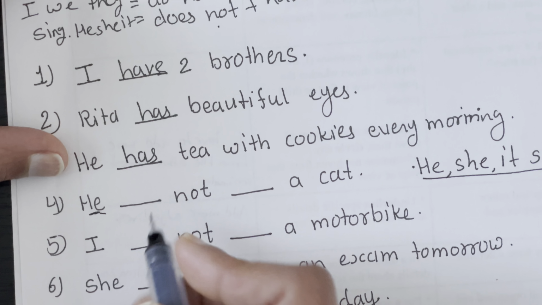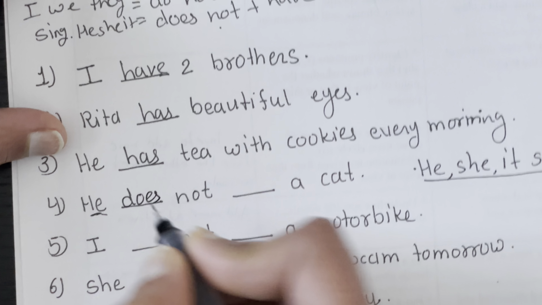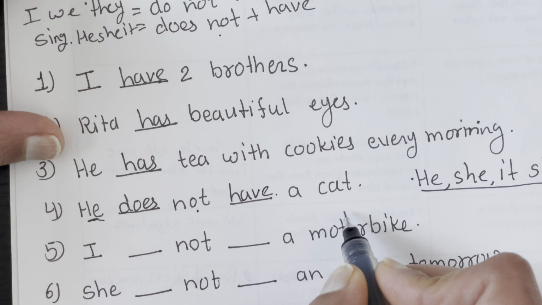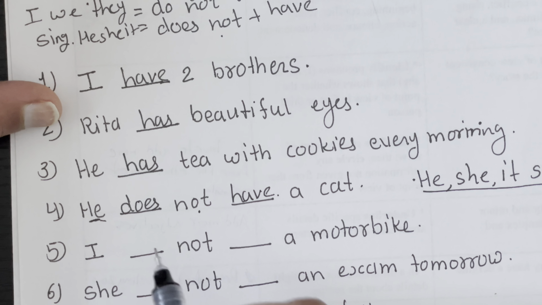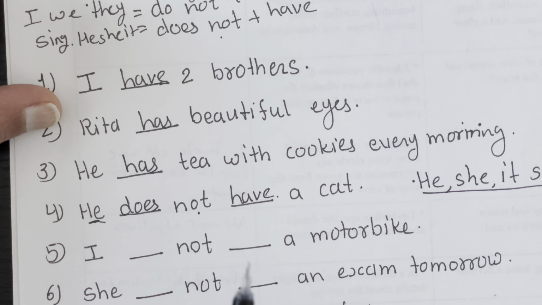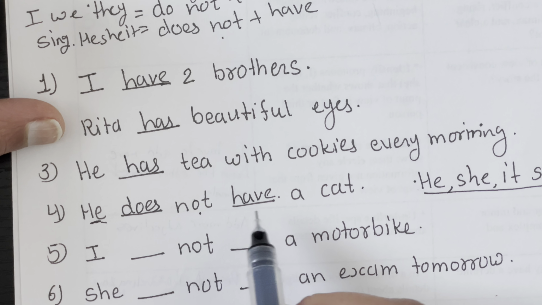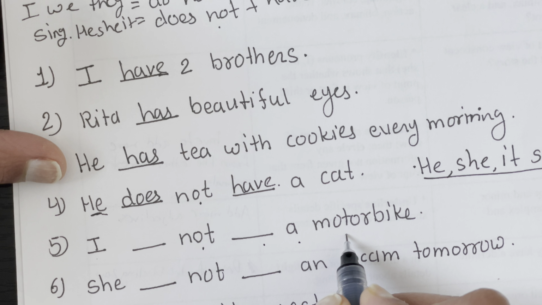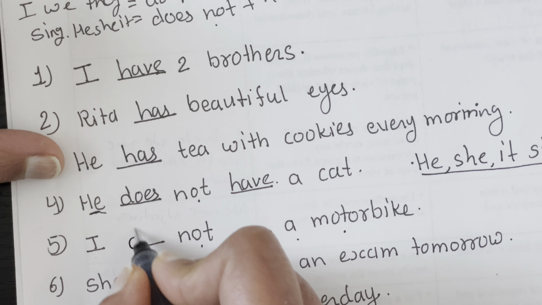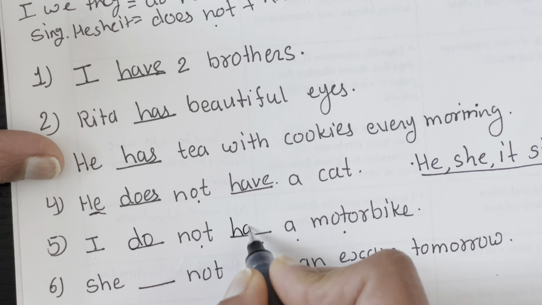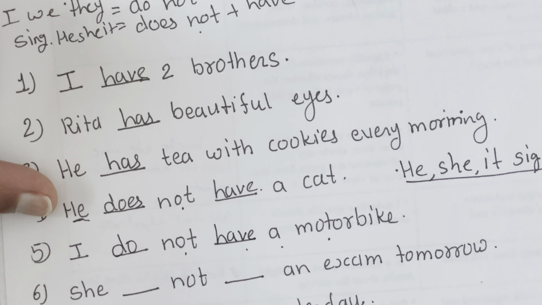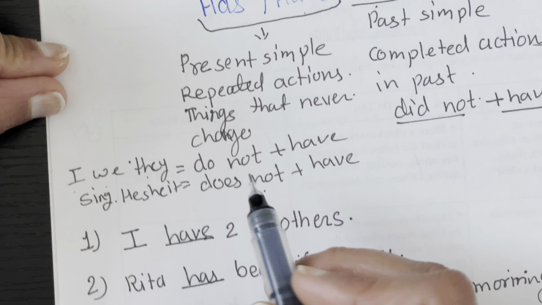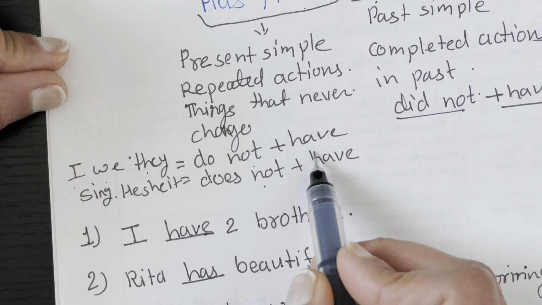So he does not have a cat. Okay, so remember, it's not he does not has a cat. That is wrong. You will say he does not have a cat. I blank not blank a motorbike. Okay, so I do not have a motorbike. So as I said, with I, we, they or any plural noun we use do not plus have.